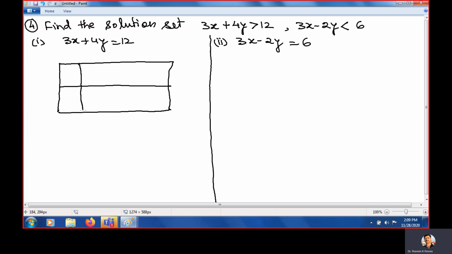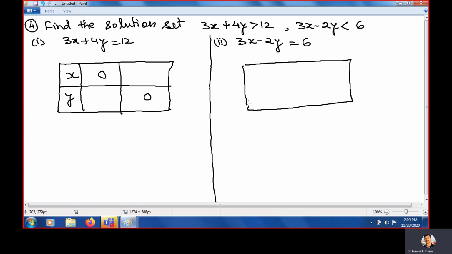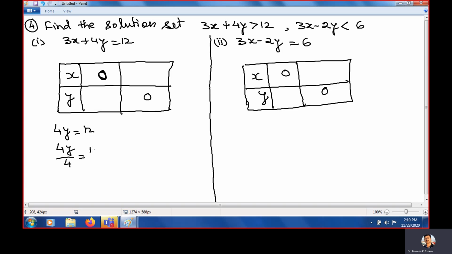We are dividing x and y. Here let us take this 0, and similarly here we take x, y, 0 and 0. Clear? Now if x is 0, what will we get? 4y equals 12. If we divide by 4, how much will you get? 12 by 4. So we will get y is equal to 3.